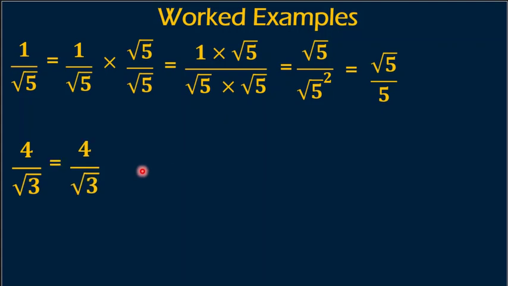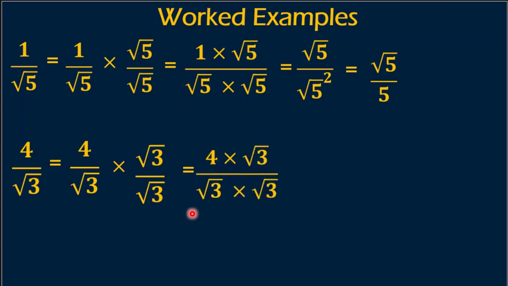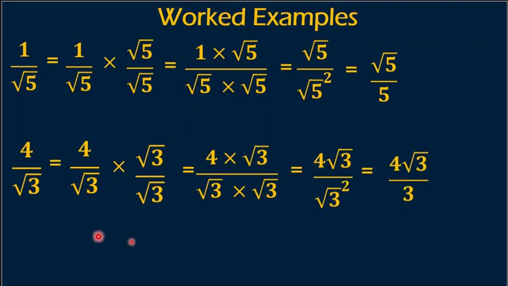Okay, this becomes 4 over root 3 times root 3 over root 3, because this is the surd expression we have to multiply through. Now we have 4 times root 3 over root 3 times root 3, and this simplifies to be 4 root 3 over root 3 squared. We know what becomes of this, it becomes 3. So finally we get 4 root 3 over 3. We have rationalized the denominator to be a rational number, and this is how we go about simplifying the denominator of a monomial surd expression.